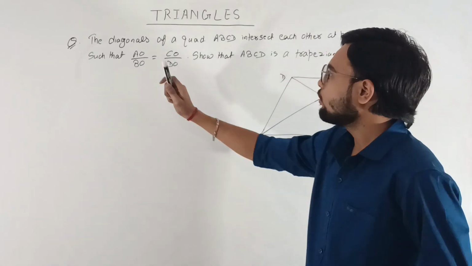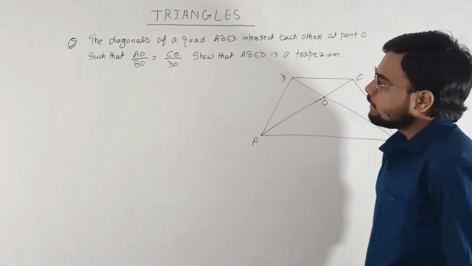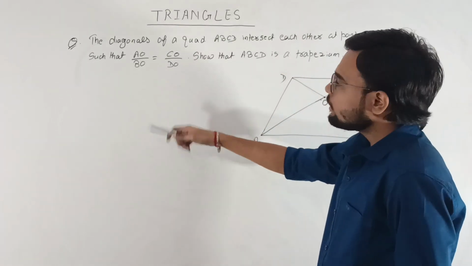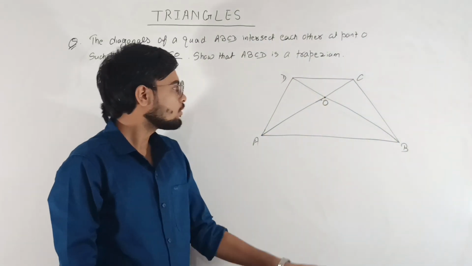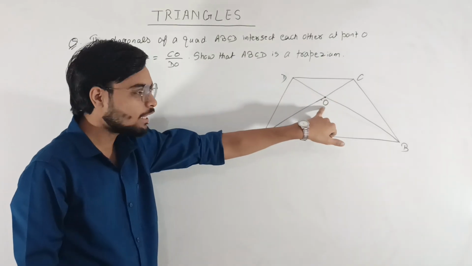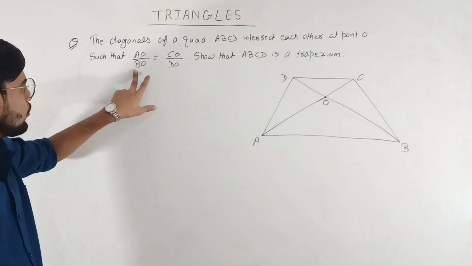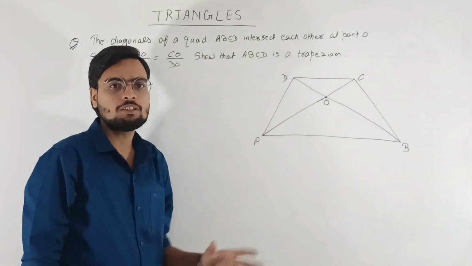The question is: the diagonals of a quadrilateral ABCD intersect each other at point O such that AO upon BO is equal to CO upon DO. Show that ABCD is a trapezium. Look, this is a quadrilateral ABCD in which diagonals AC and BD intersect each other at O such that AO upon BO is equal to CO upon DO. Then we have to prove that ABCD is a trapezium.